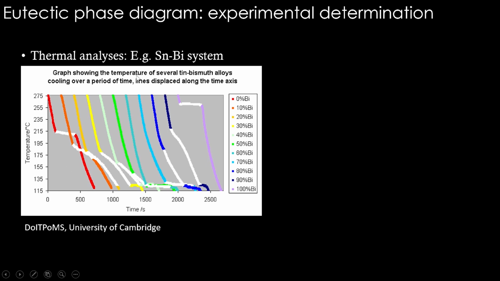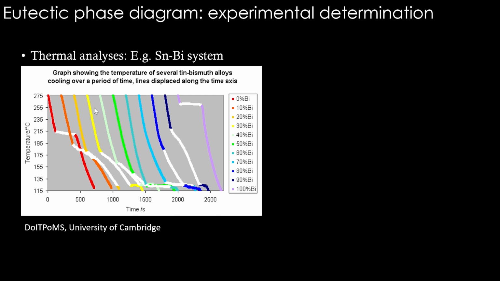And the graph shows the temperature of several tin bismuth alloys cooling over a period of time, with lines displaced along the time axis. We have done that previously in terms of composition. We kept different compositions here. So here in the time axis, they are all displaced slightly. It doesn't matter. You get the point. This is about the cooling curves for different compositions. The compositions are given here, and the colors are indicated here. The dark red here is 0% bismuth, and as the bismuth content increases, you see all these different colors appearing. So this is the cooling curve for a tin bismuth system.